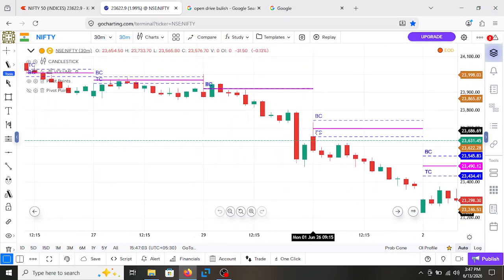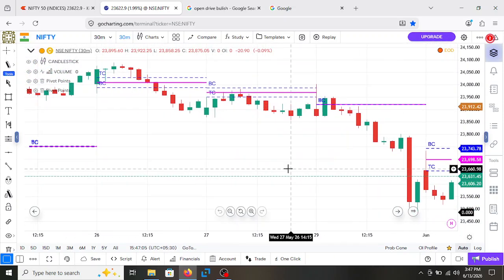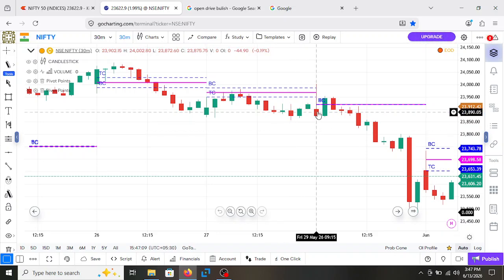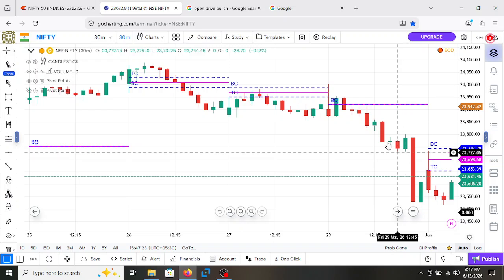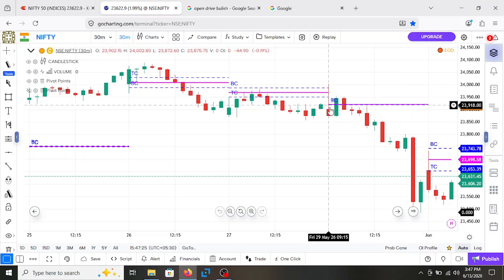Now, open rejected reverse is the same as an open test drive. We can say price opened here, went higher, rejected, faced resistance or selling, and fell. So the open which rose is rejected by sellers, and Nifty falls for the whole day, which shows they are in control of the market. Institutions are selling for the day.